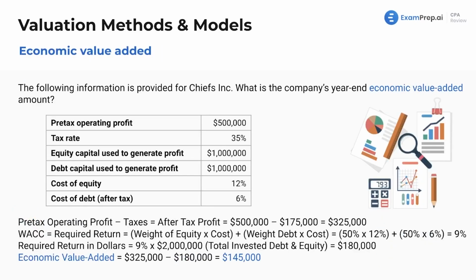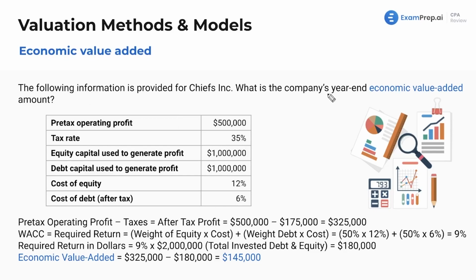Now we have economic value added. We've got the following information provided for Chiefs Inc. Now you see a tax rate here, and why is that? Because we're going to take into account the tax rate. However, if we had a tax rate for the residual income, we'd ignore it, right? We'd totally ignore it, and that's fine.